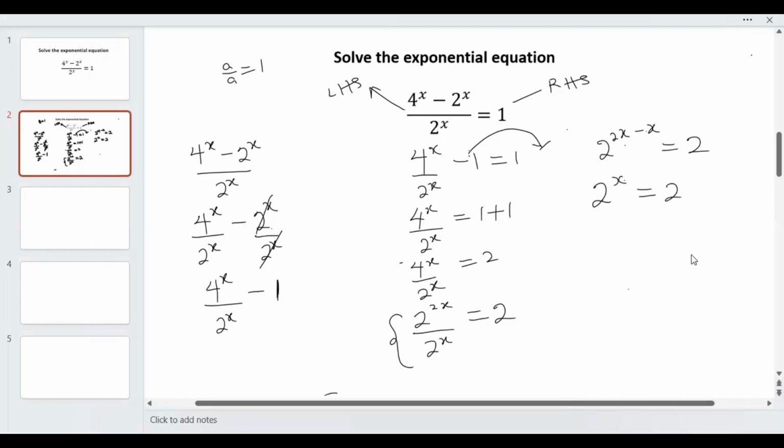Mind you, if we do remember, I can write 2 as 2 to the power of 1. Now, since the bases are equal, it means that the index must be equal. Hence, it means that x is equal to 1. And that is the solution we are looking for.